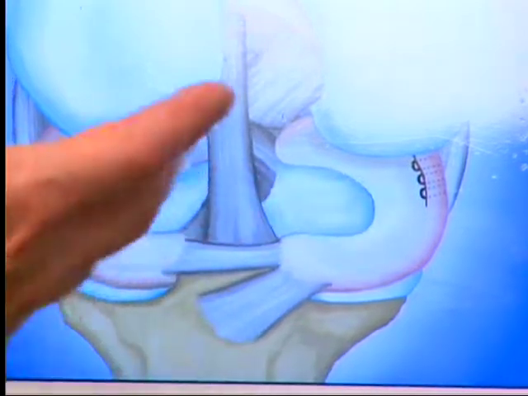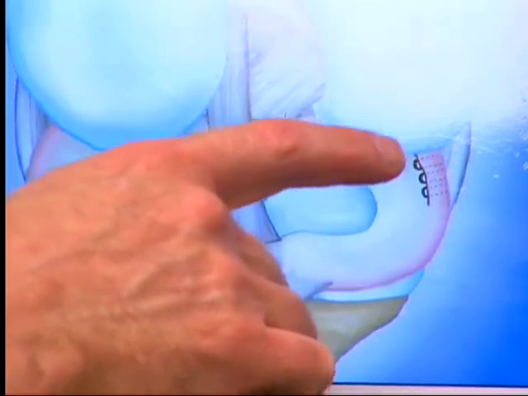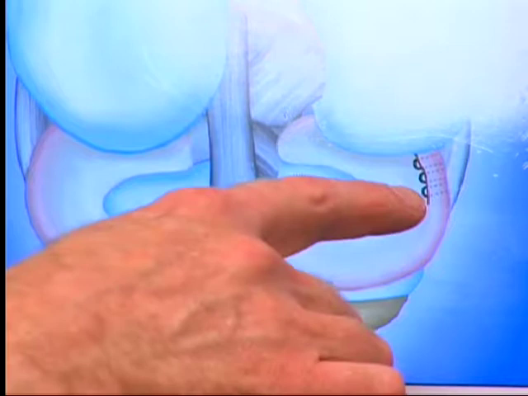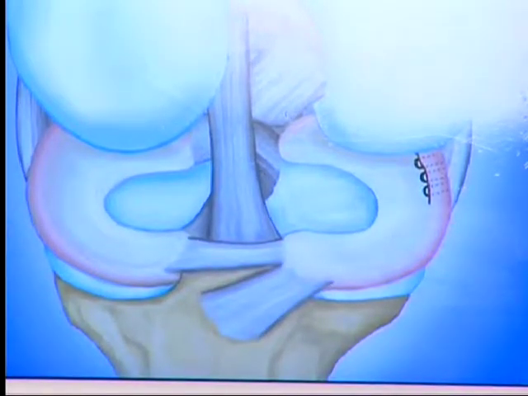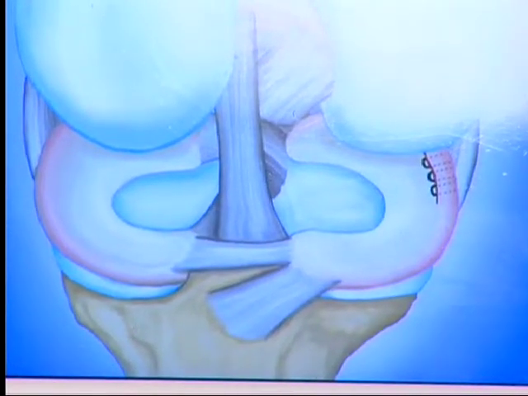This is where we actually do the repair. Notice that the tear is on the periphery where there's a good blood supply. That area will heal. Okay. So when we get into the joint, we look and we assess the tear. And we go ahead and we put sutures in if we can repair it in a younger patient. And in the older patients, we actually trim back the tears because those can't be repaired.